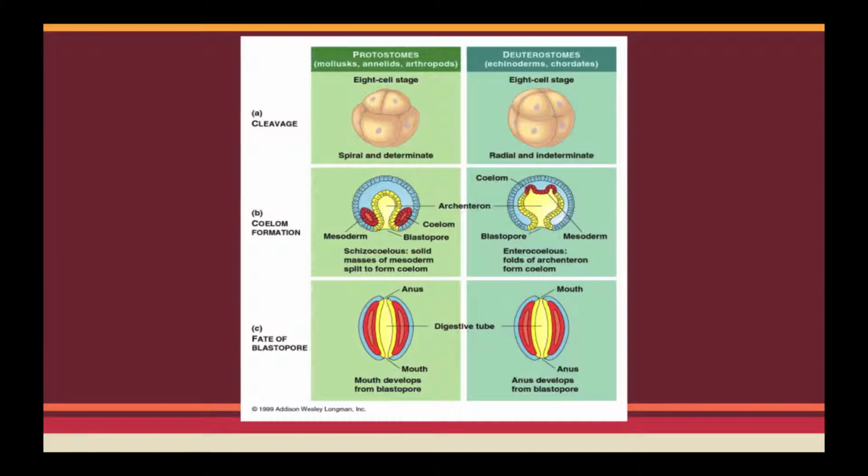Okay, also in protostome development, the coelom forms from the gap in the mesoderm. Simple. But in deuterostomes, the coeloms form from the pocketing of the archenteron. And then finally, the blastopore. In protostomes, the blastopore becomes the mouth, and then a second opening appears, which becomes the anus. In deuterostomes, the blastopore becomes the anus, and the second opening becomes the mouth. And this is how we distinguish between protostomes and deuterostomes.